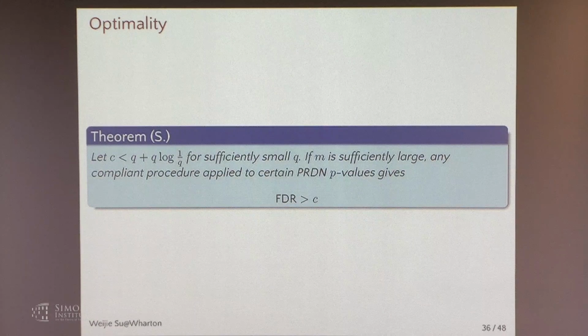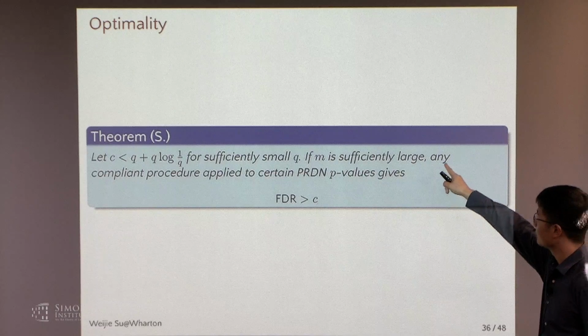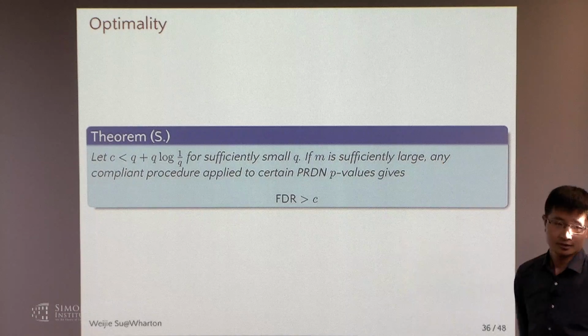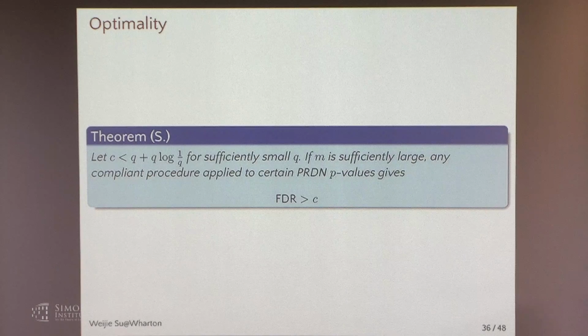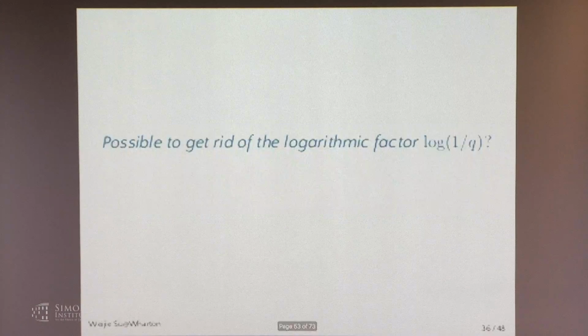However, this condition is actually optimal. In some sense, if Q is sufficiently small and M is sufficiently large, then we can find a compliant procedure. Sorry, this is a typo. I should say there exists a compliant procedure applied to certain PRDN p-values for which the FDR will be larger than the C. This is, in some sense, optimal.